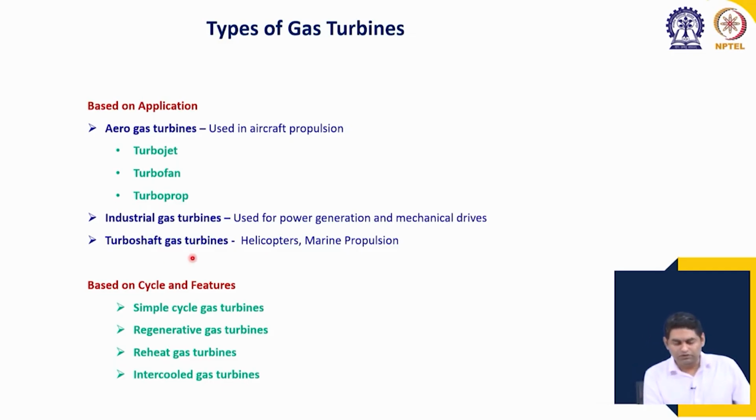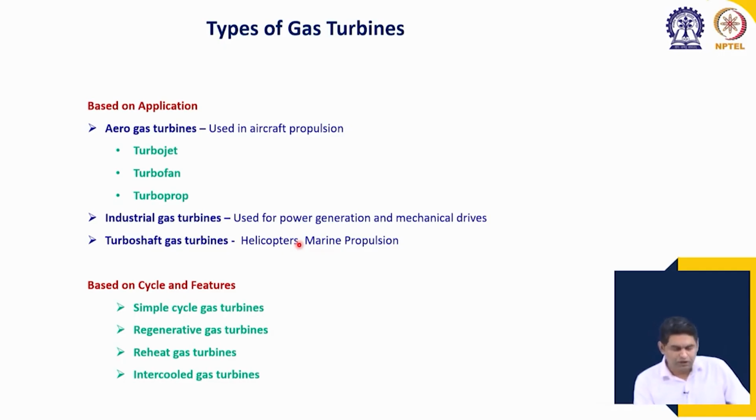And these are also used for other applications where a propeller is run by using a shaft, which is known as the turboshaft gas turbine. So, these are used for helicopters, then for marine propulsion, like say large military ships like destroyers also use gas turbines.